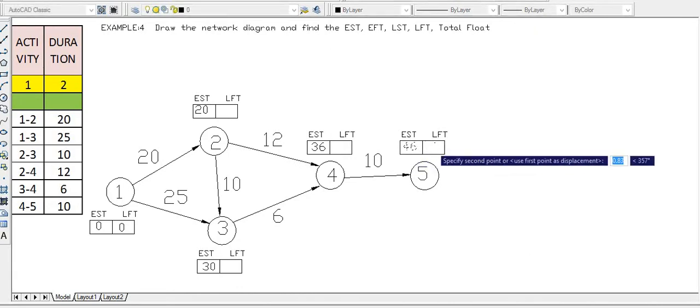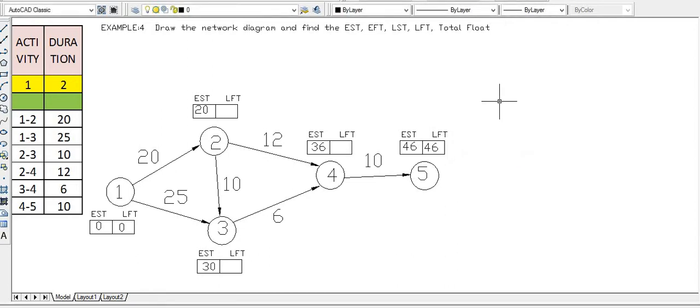One thing to keep in mind is that the earliest start time and latest finish time for the first activity and the last activity will be the same. The first activity will be 0 0, and the last activity depends on EST, which is 46 as calculated from this route. That means LFT will also be 46. Now we are calculating the LFT, that is the latest finish time.